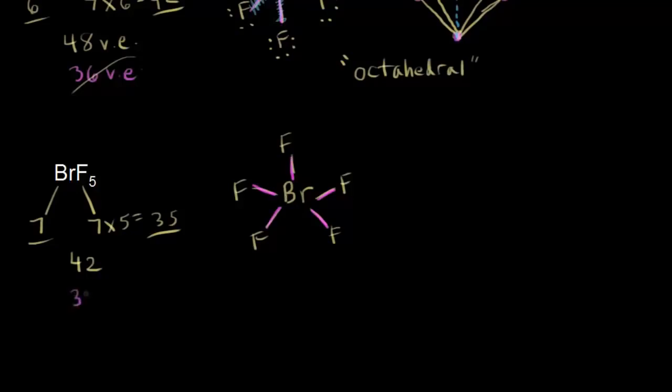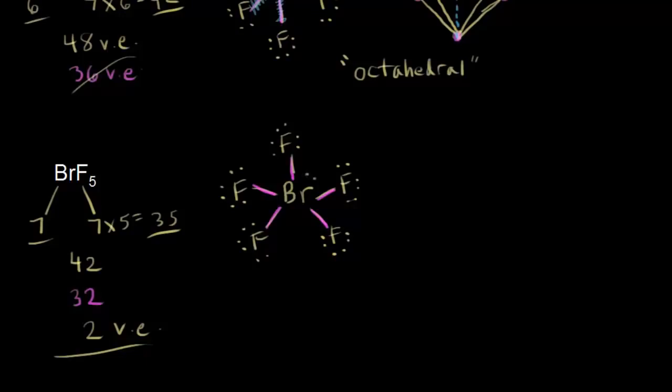42 minus 10 is, of course, 32 valence electrons, and we're going to start putting those leftover electrons on our terminal atoms, which are our fluorines. So once again, we're going to give each fluorine an octet. We're going to put 6 more valence electrons around each of our fluorine atoms. And so we're putting 6 more electrons around 5 atoms, so 6 times 5 is 30. So 32 minus 30 gives me 2 valence electrons left over, and whenever you have valence electrons left over after assigning them to your terminal atoms, you put them on your central atom. And so there's going to be a lone pair of electrons on our central bromine like that. All right, so we've drawn our dot structure.